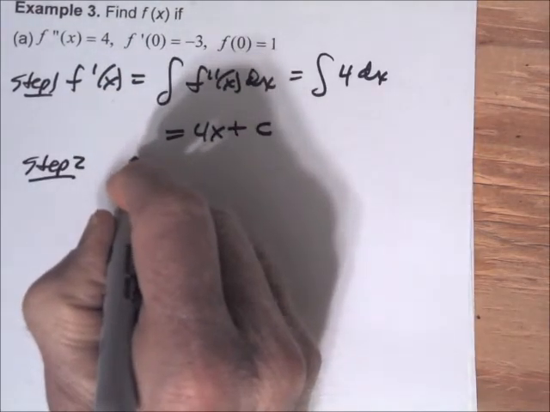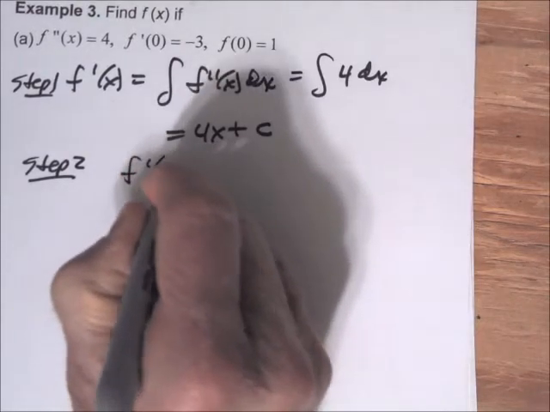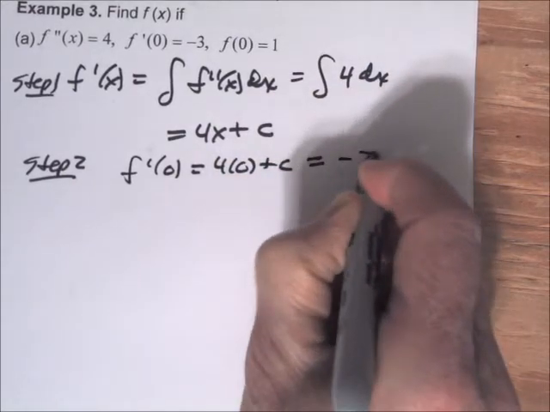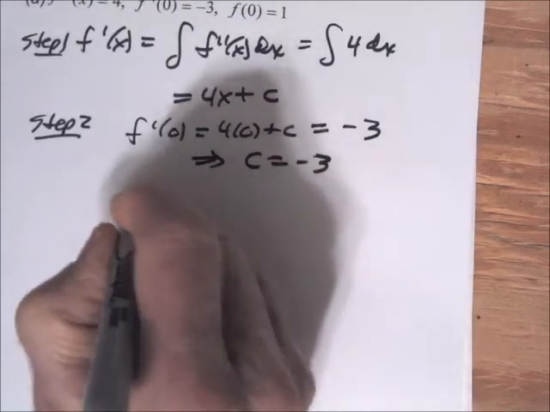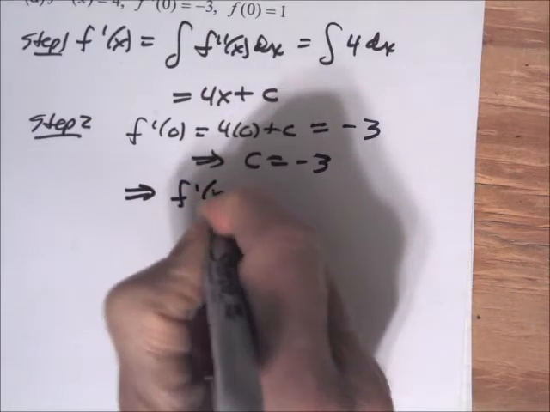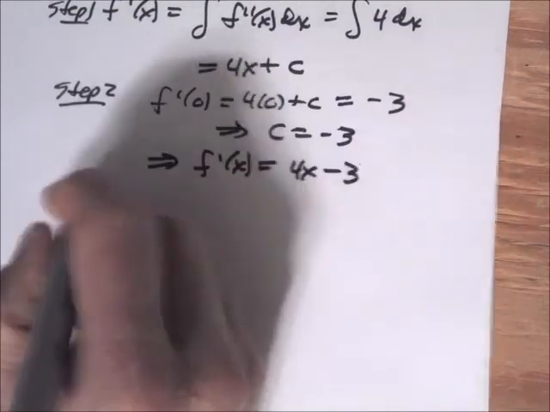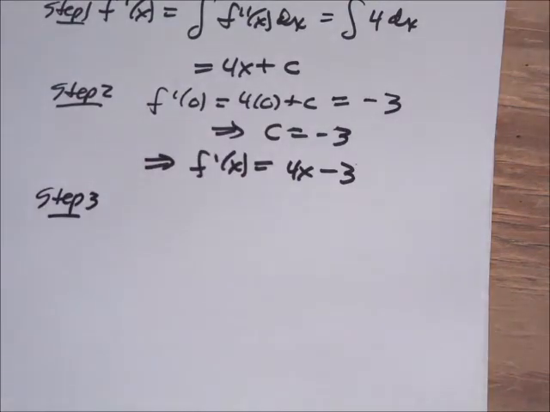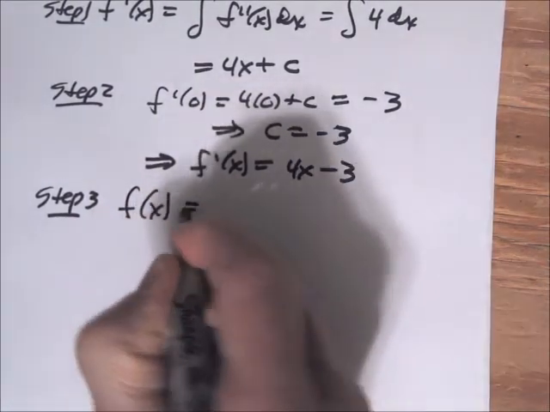you want to solve f prime of 0 is 4 times 0 plus a constant. And that was given to be negative 3. So that means that the constant is negative 3. Therefore, f prime of x is 4x minus 3. And then step 3, we want f of x. Now we have the function itself.